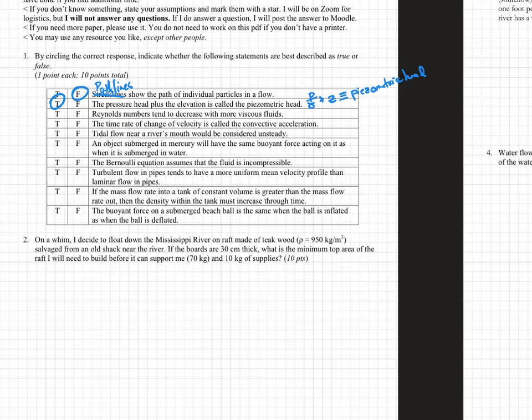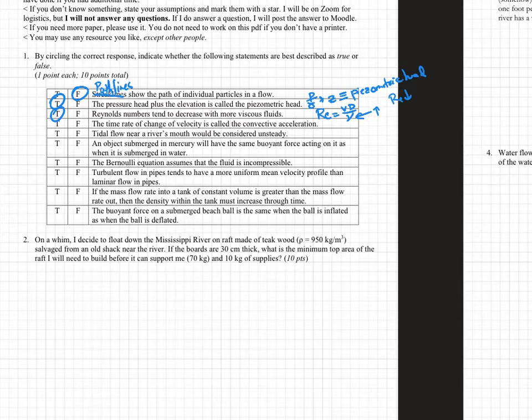Okay, the Reynolds numbers tend to decrease with more viscous fluids. So the Reynolds number is Vd on nu. So if the denominator increases, then the whole quantity is going to decrease. So this is true.